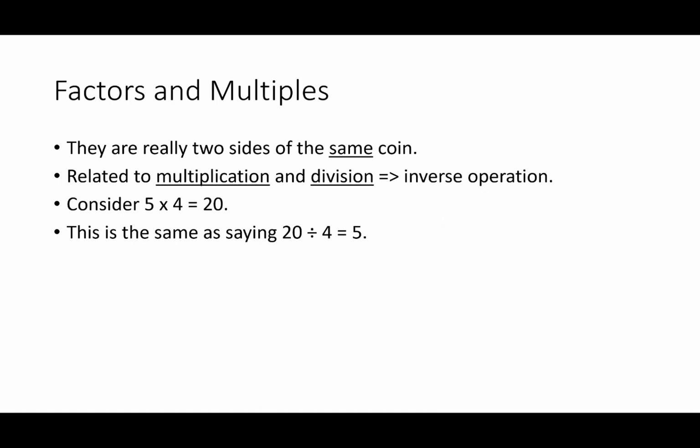For example, let's have a look here. 5 times 4 equals 20. Now, this is the same as saying that 20 divided by 4 equals 5. So multiplication and division are inverse operations. They are opposite of each other.